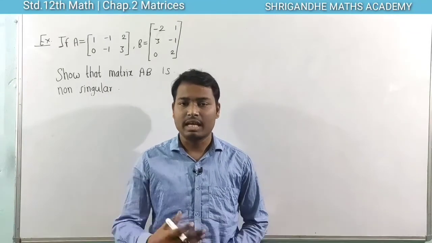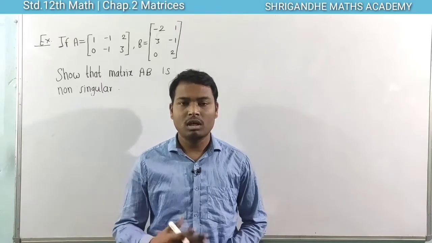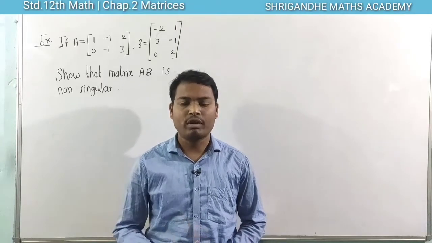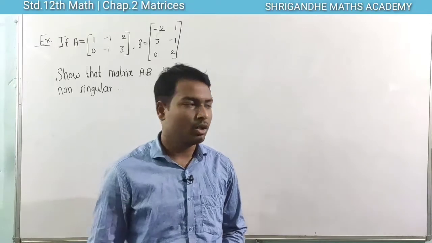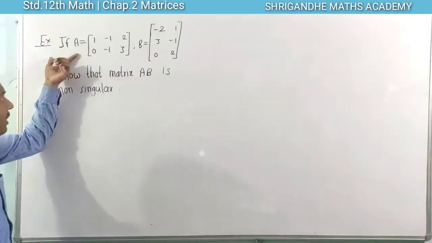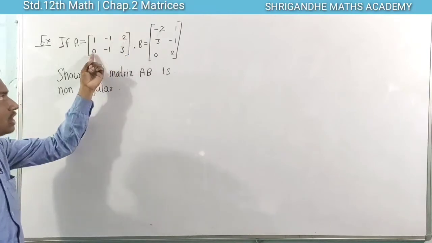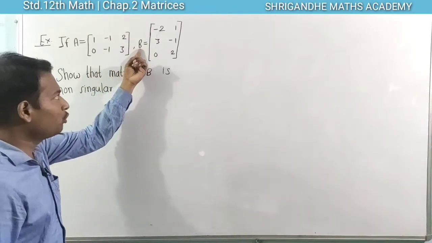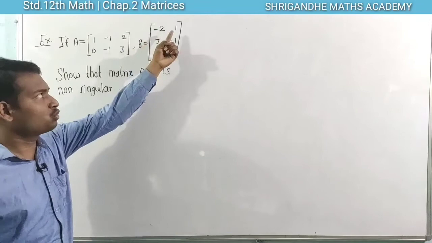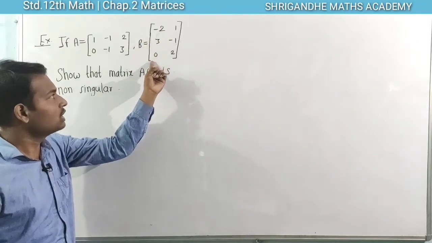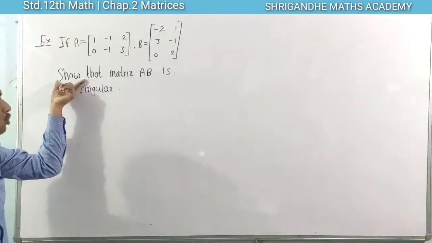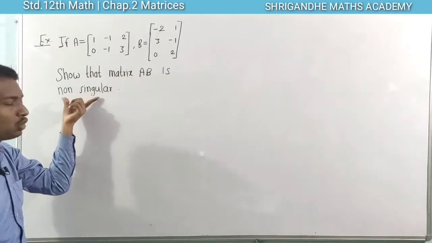SJ Srigandhi is here. In this video, we are going to learn one type of example of matrices. Let me see what is the question. If A equal to matrix containing entries 1, minus 1, 2, 0, minus 1, 3 and B equal to matrix having entries minus 2, 1, 3, minus 1, 0, 2, then show that matrix AB is non-singular.